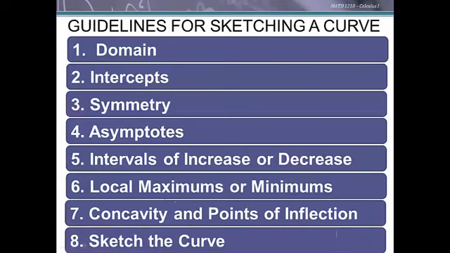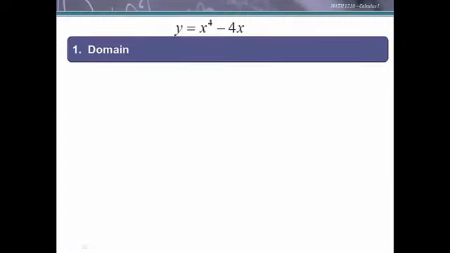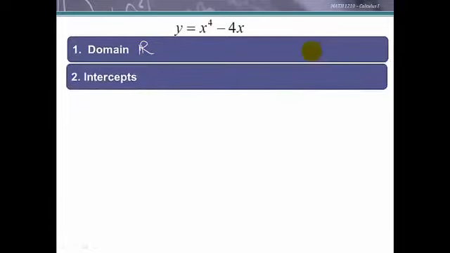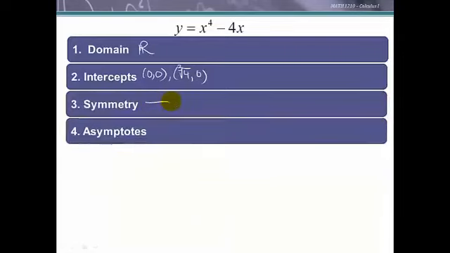And our last step is to sketch the curve. So we're going to put all of these pieces together to see what this graph looks like. So first of all was our domain, and our domain was all real numbers, so no restrictions there. Secondly, we had our intercepts, and we had 0, 0, and we had the cube root of 4 and 0 for our intercepts. Then looking at symmetry, we didn't have even or odd functions, so we didn't have symmetry. There would be no asymptotes in this one because we didn't have rational functions or things that may have asymptotes.